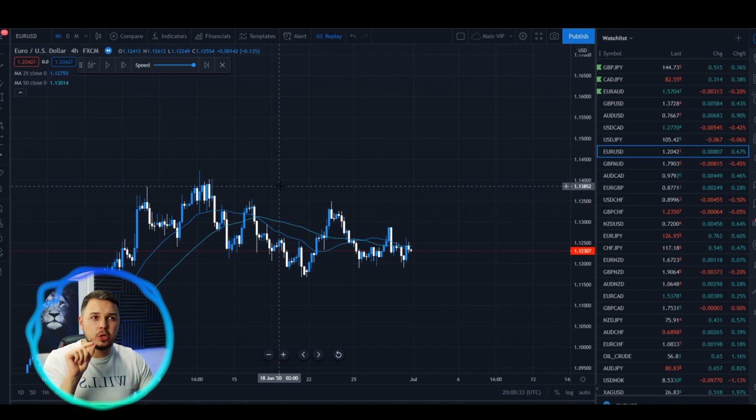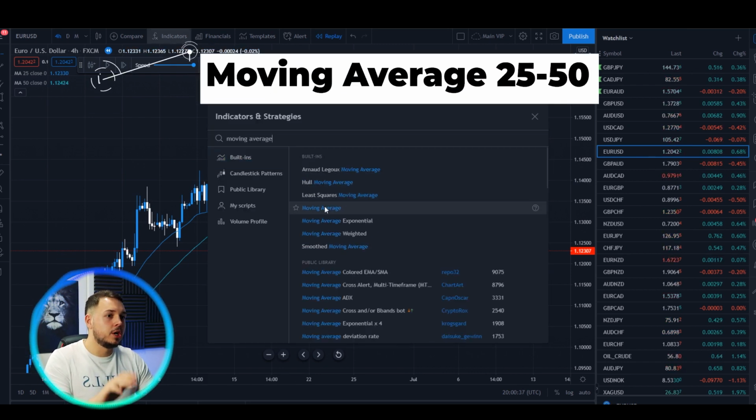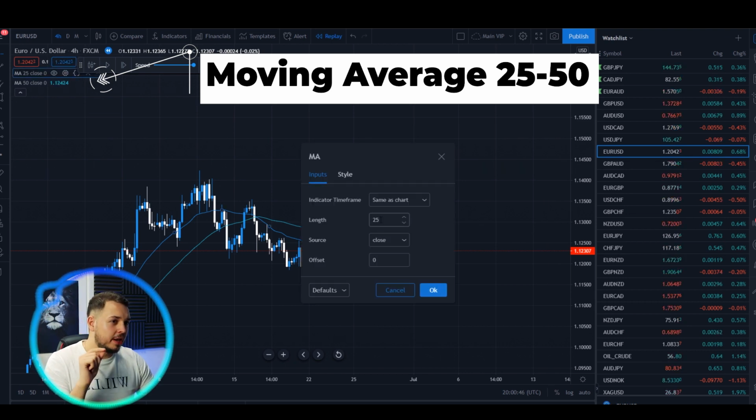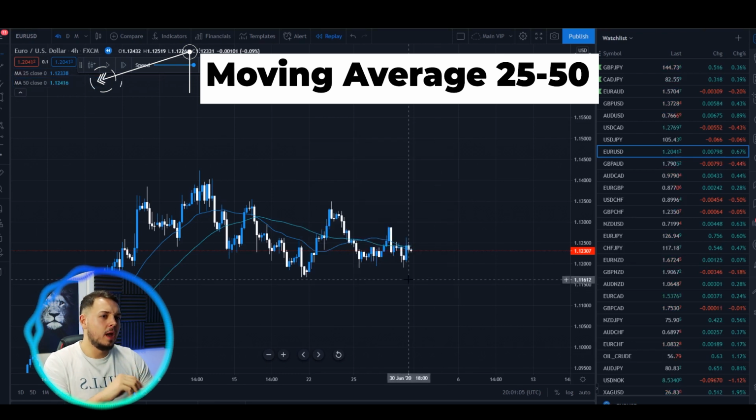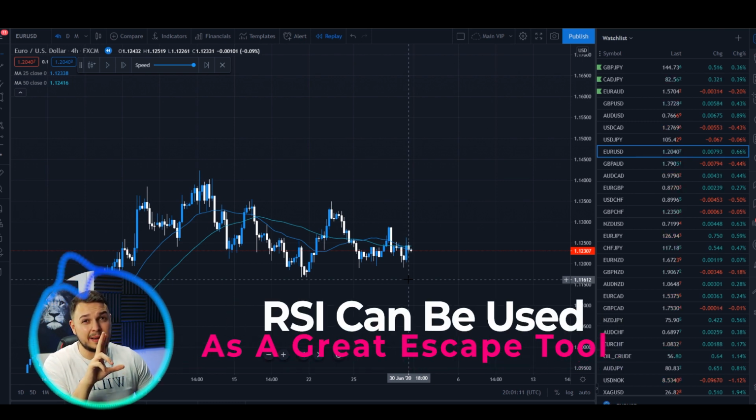So the strategy, what do we actually need? We need indicators. Type in moving average just over here, click 2 times, open up 2 moving averages, change the length of the first one to 25, the second one to 50, and those 2 indicators will likely be the only ones you will need. You might use RSI later on, and I'm going to show you.